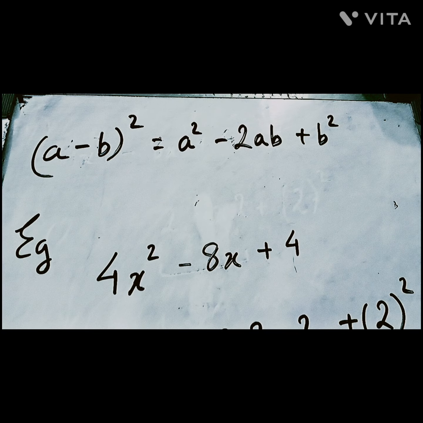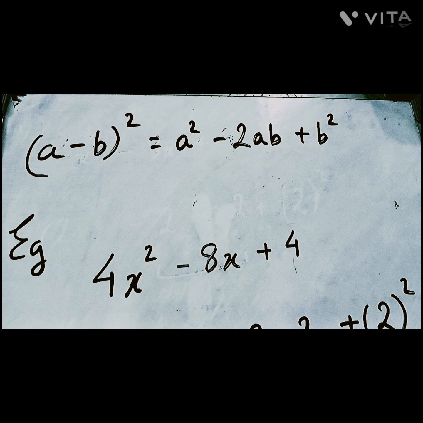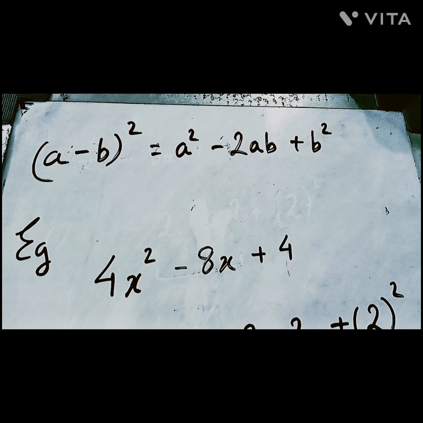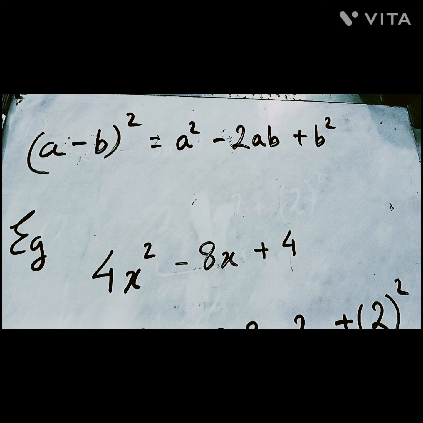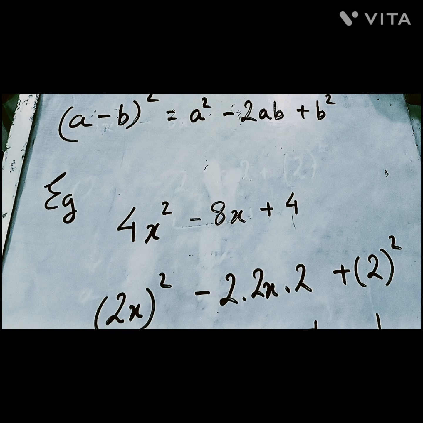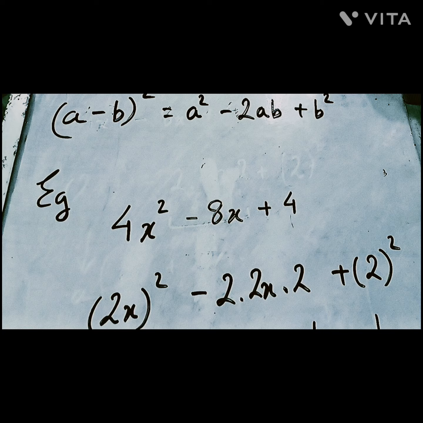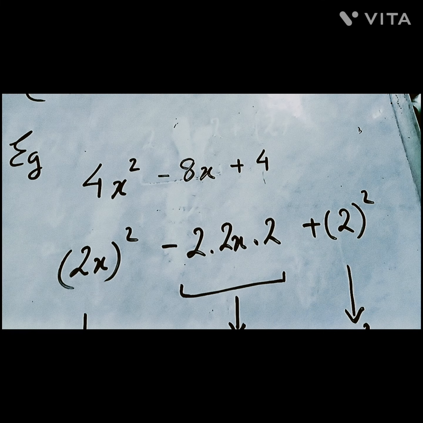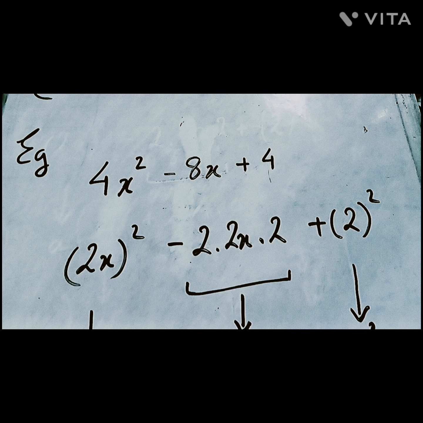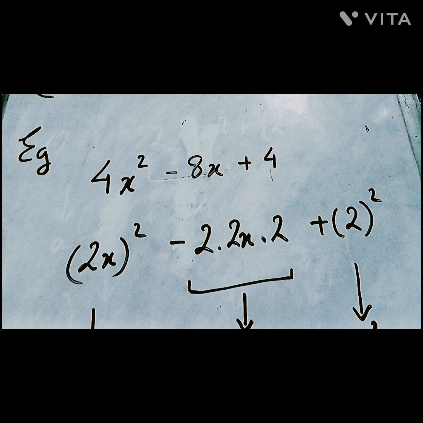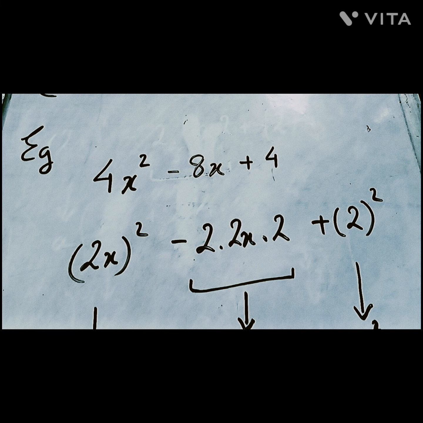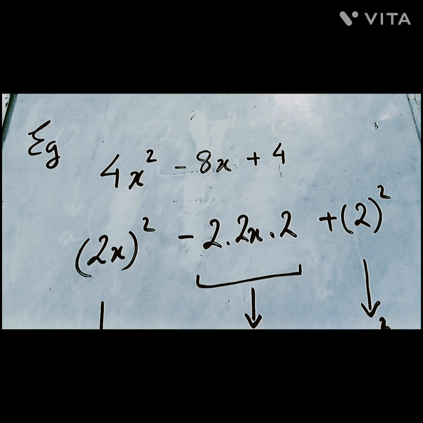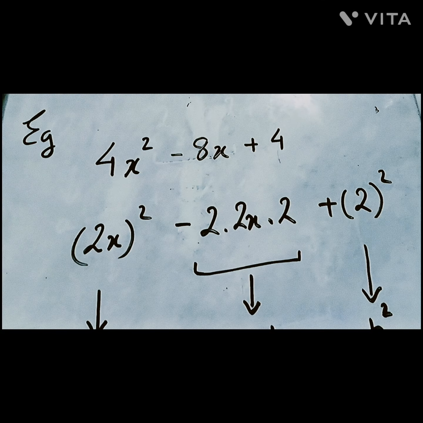The third identity we have in front of us is a minus b whole square. The expression is a square minus 2ab plus b square. Example: 4x square minus 8x plus 4. So 4x square can be written as 2x whole square, 8x can be written as 2 into 2x into 2, and 4 is written as 2 whole square.